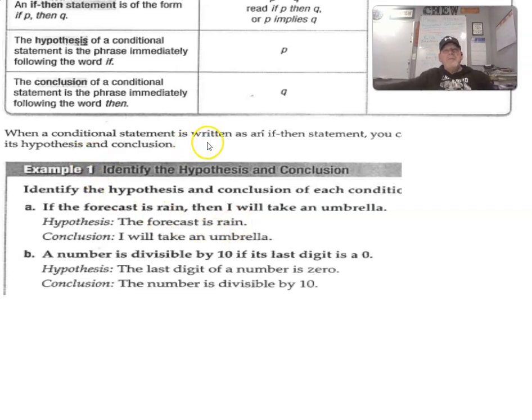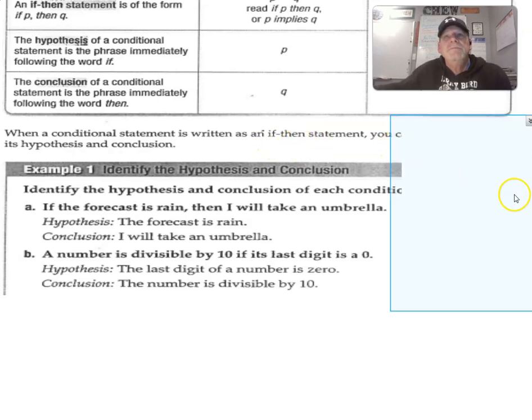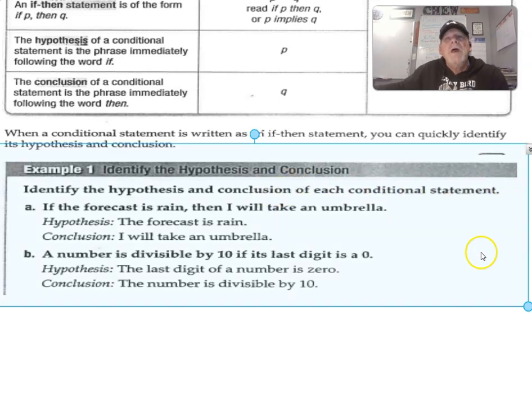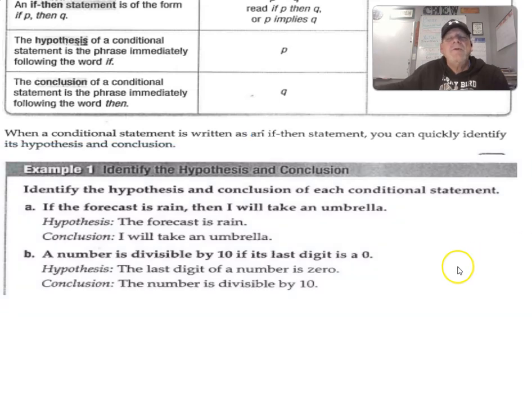When a conditional statement is written as an if-then statement, you can quickly identify its hypothesis and conclusion. In example 1 from the book on page 107, it says identify the hypothesis and conclusion of each conditional statement below. I want you to be able to do that. You can refer to the book or just look up here on the screen.